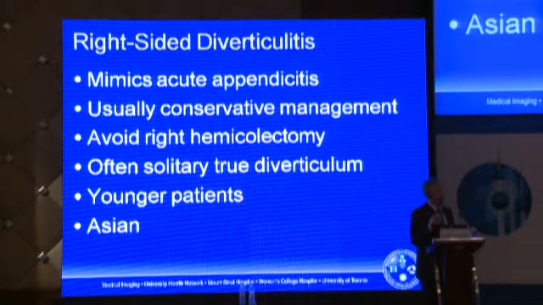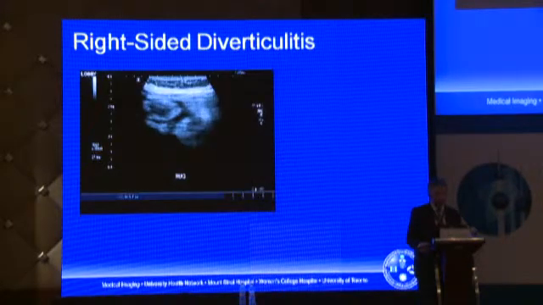And invariably, if these patients go to surgery, they'll end up with a right hemicolectomy. They're most often solitary. They're true congenital diverticula, so they carry all the layers of the bowel wall. They're often younger patients and probably more common in Asian patients in general, although right-sided diverticulitis can occur in anybody.